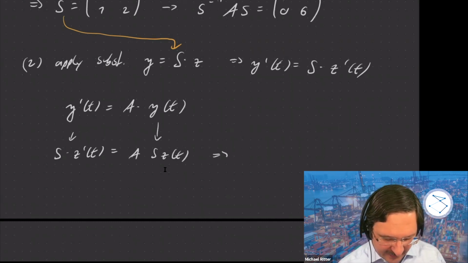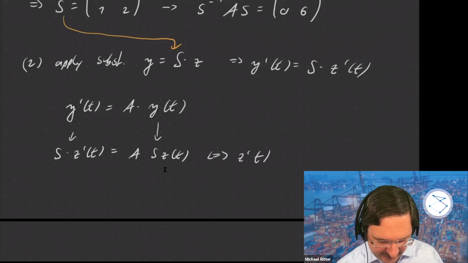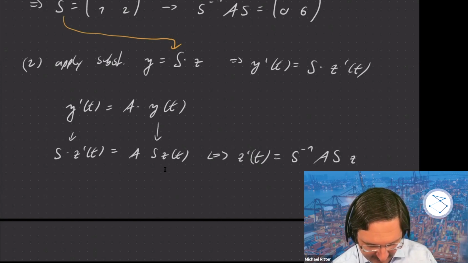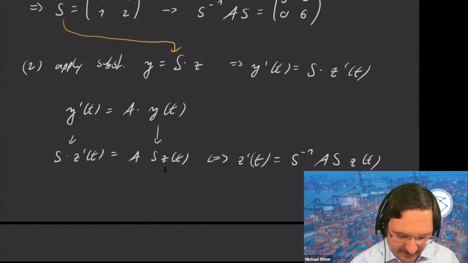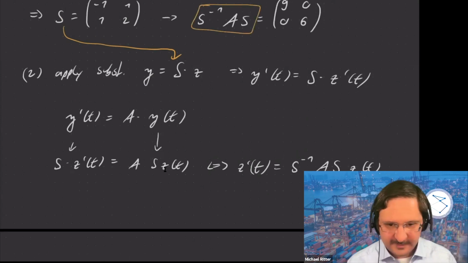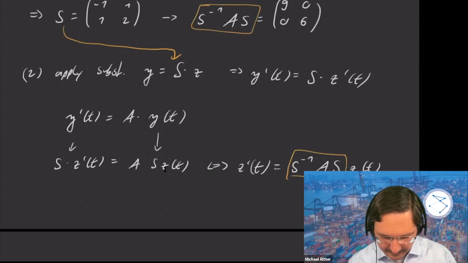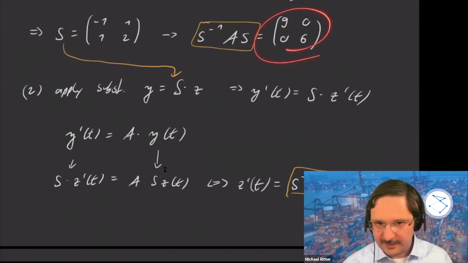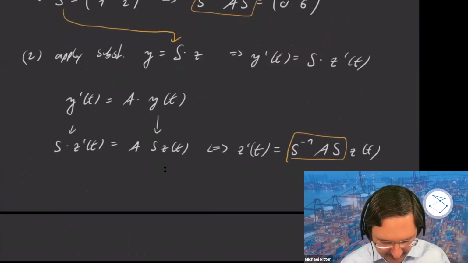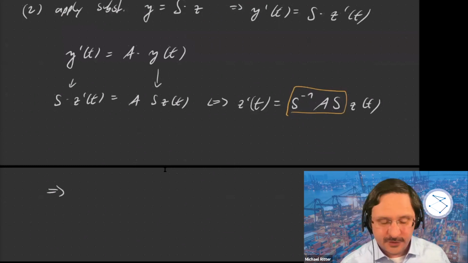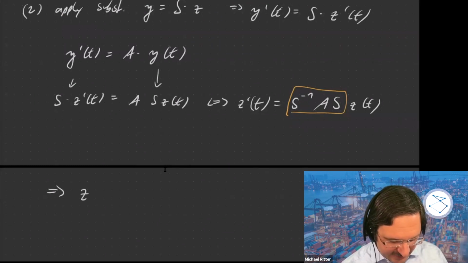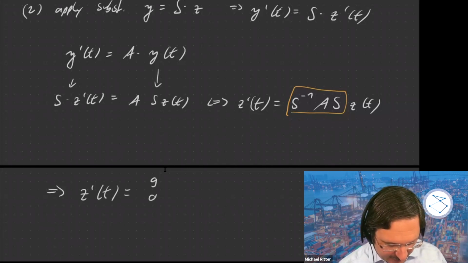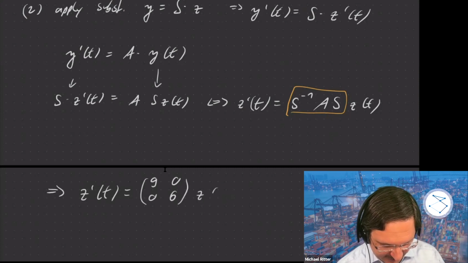Solving that for c prime yields S to the minus 1 times A times S times c. So what we get here is exactly this expression, and we know what that is because we've just computed it. That was the whole point of computing this S. So what we get is a new differential equation system in the functions c that says c prime is the diagonal matrix with 9, 0, 0, 6 times c.